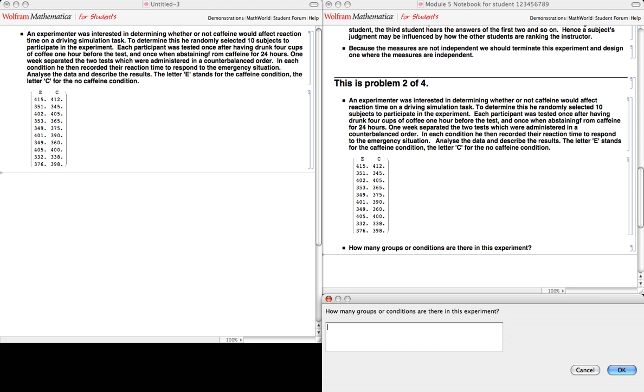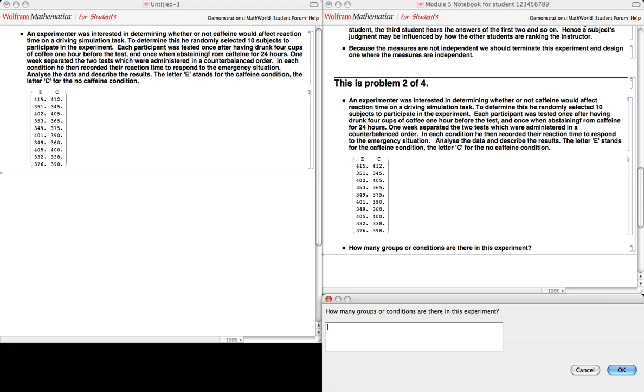Okay. Second problem. This is an experiment that's interested in whether caffeine would affect reaction time on a driving simulation task. To determine this, he randomly selects 10 subjects. Each participant was tested once after having drunk 4 cups of coffee 1 hour before the test, and once, abstaining from caffeine for 24 hours. 1 week separated the two tests. Okay, got it. Analyze the data.